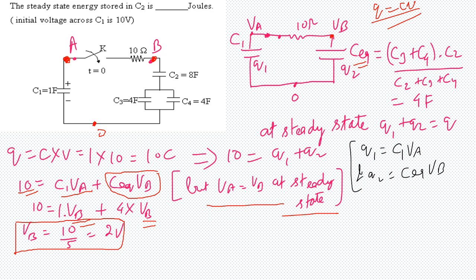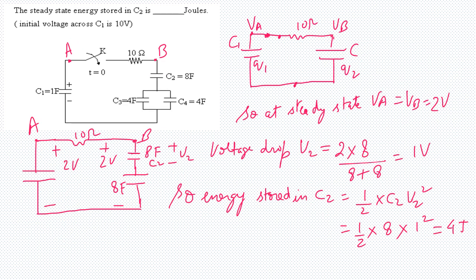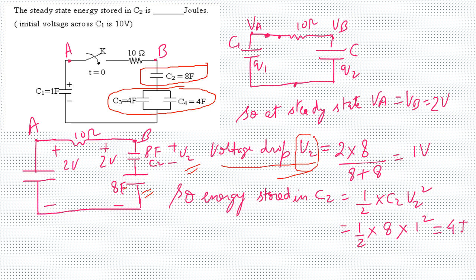Now once I get my VB, I can find the voltage drop across the capacitance C2. Let us say the voltage across C2 is V2. This capacitance is 8 farad, and the voltage at steady state is 2 volts, as we have calculated already. This voltage VA is also 2 volts, so our drop V2 will be 2 into 8 over 8 plus 8, which will be 1 volt. Now we have got our drop across the capacitance C2.